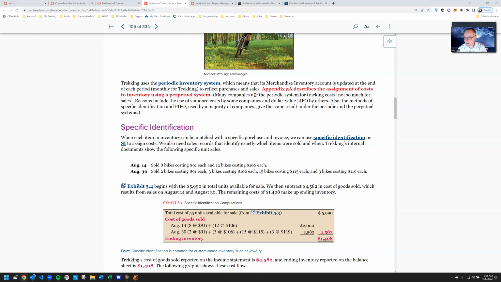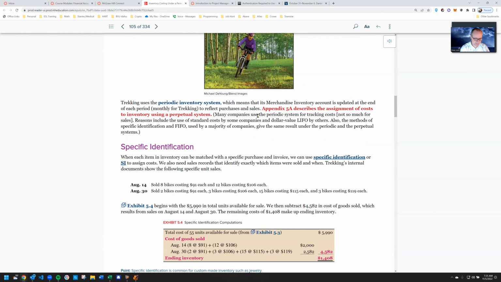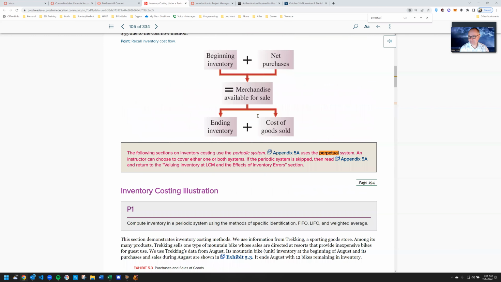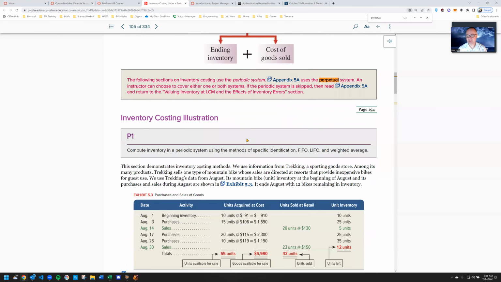Perpetual, right? Let's see if we can find perpetual in here. There we go. There are some systems that use the perpetual system, which really is just a much shorter view of that. It's really daily, right? So for every transaction that comes in and out, they're looking at the prior balance, what has been added to inventory, and what needs to be subtracted from inventory, and evaluating it at a very, very small granular level. This is not covered as much as periodic, but it does need to be understood.